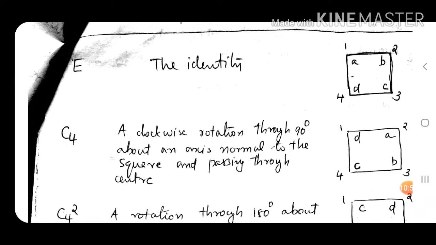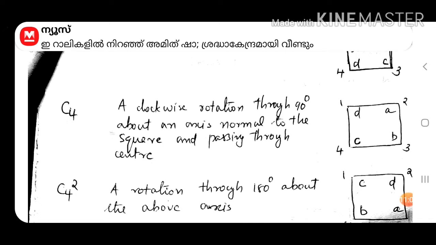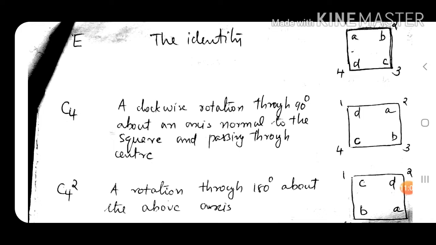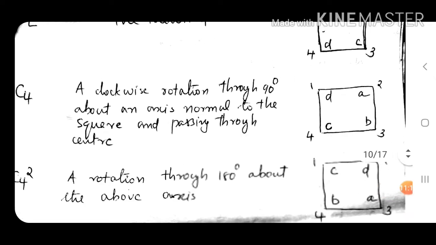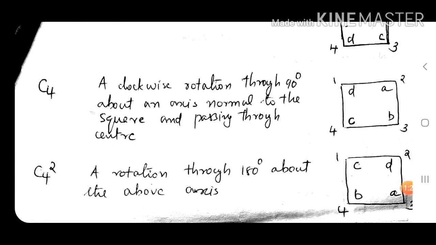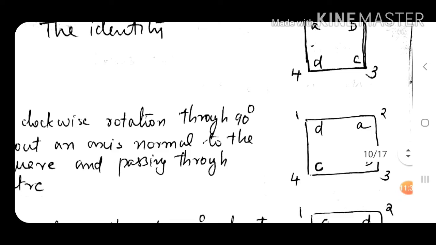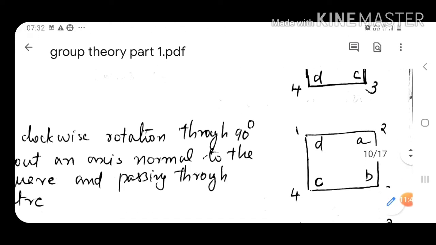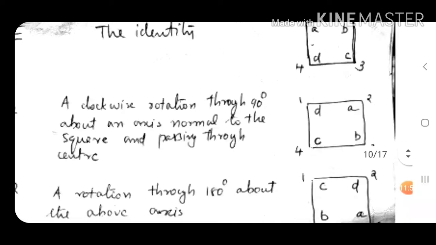Then consider C4. C, we know, is the symbol that denotes rotation. It is a clockwise rotation through 90 degrees about an axis normal to the square and passing through the center. This is the system, the square, and we are rotating it through 90 degrees in the clockwise direction. So A here goes here, B reaches here, C reaches here, D reaches here. This is the rotation through 90 degrees about an axis normal to the square and passing through the center.